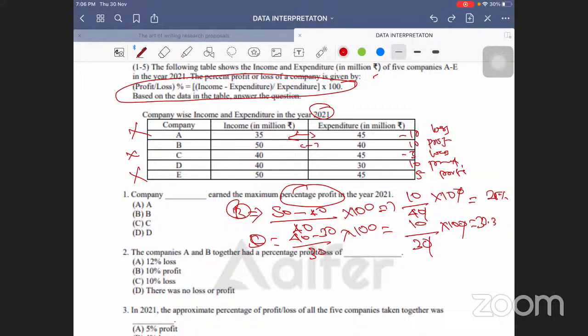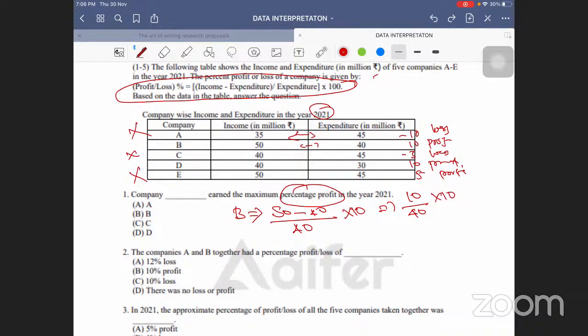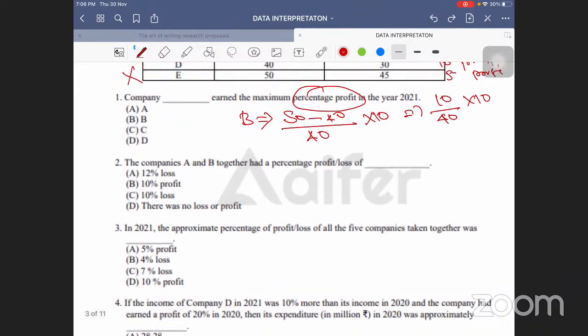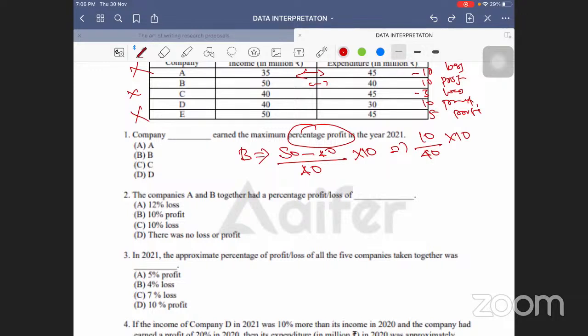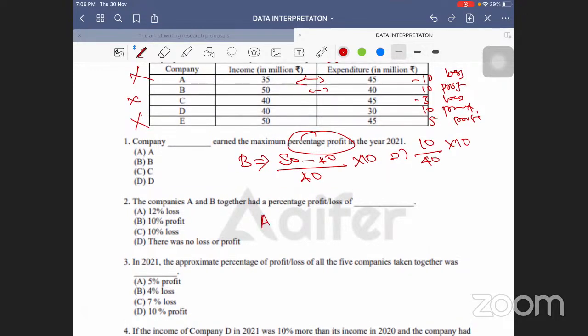And the second question: companies A and B together had a percentage profit or loss of what? They are asking for the percentage profit or loss of A and B together. For A and B, the total income is 35 plus 50, which is 85, and the total expenditure is 45 plus 40, which is 85.